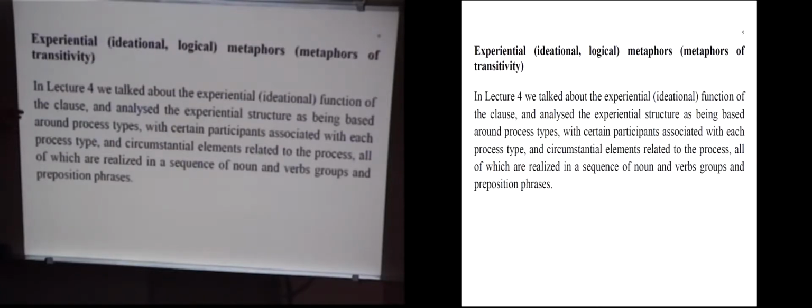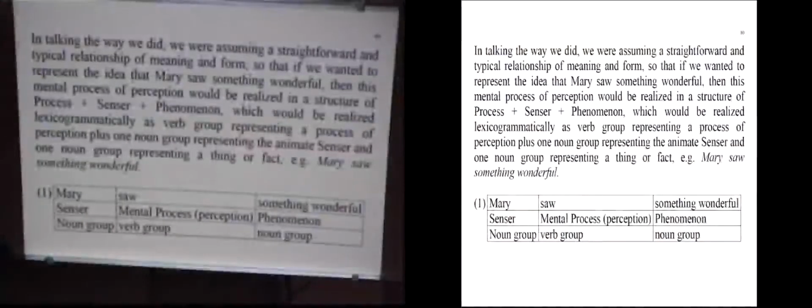So we analyzed the experiential structures as being based around the process types. And when we did all of those other discussions, we were assuming a straightforward and typical relationship of meaning and form. So if we wanted to present the idea that Mary saw something wonderful, then this process of perception would be realized as process plus sensor plus phenomenon. And so we'd have Mary saw something wonderful, with sensor, process, and phenomenon.